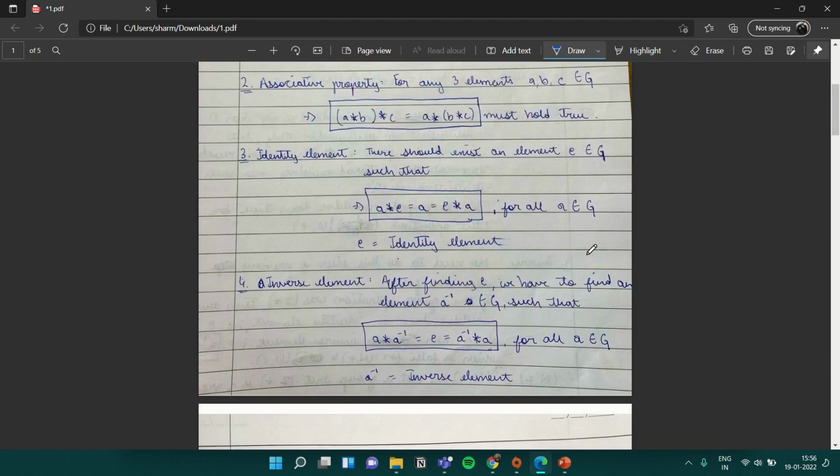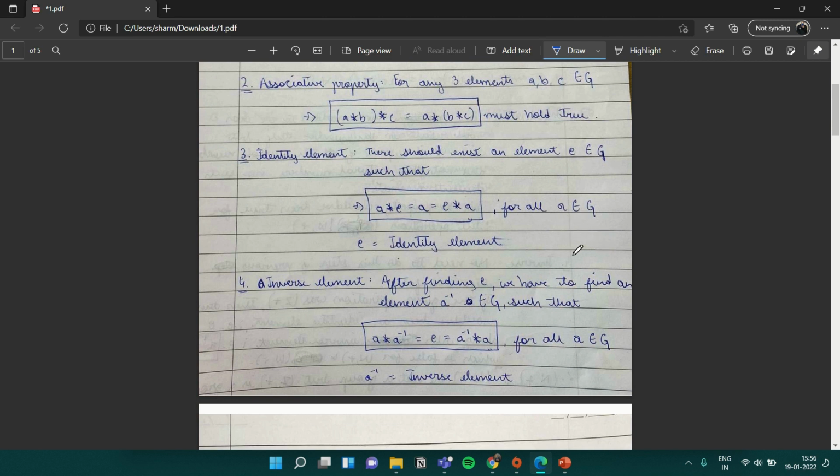Third, the identity element. There should exist an element e belonging to G such that the result of a star e should be equal to the element a itself, which should also be equal to e star a. This means that either way we take the order, it should not matter, but the answer should be a. There can be multiple identity elements for each a belonging to G, but there should be an identity element.